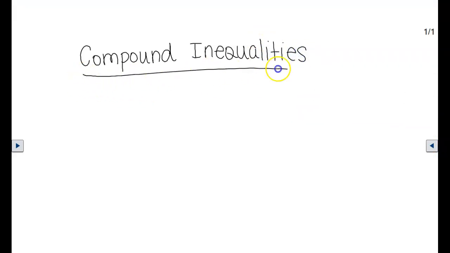So compound inequalities is what we'll look at today. This may be new. This may be something that you didn't do in your Algebra 1 classes. All right, compound inequalities. What are they?